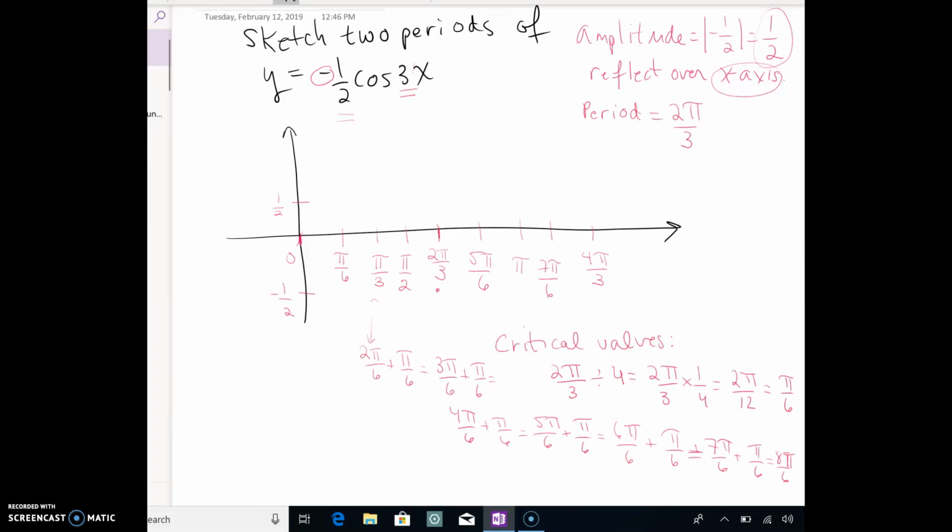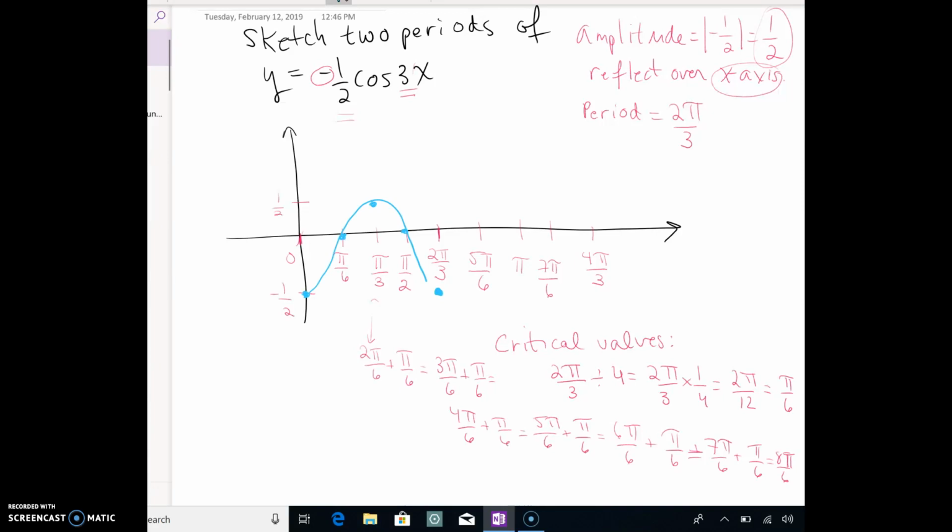Let's remember where cosine normally starts. Again, cosine, and let's do that in blue. Cosine normally starts up here at 1, goes down, comes back around again. But again, because we have a negative in front of the function, instead of starting at 1, we're going to start at -1. And because we have the 1/2, instead of starting at +1/2, we're going to start at -1/2. And if you just remember the shape of the function, that's all you need to know. It's going to hit all of those critical values that we just talked about.